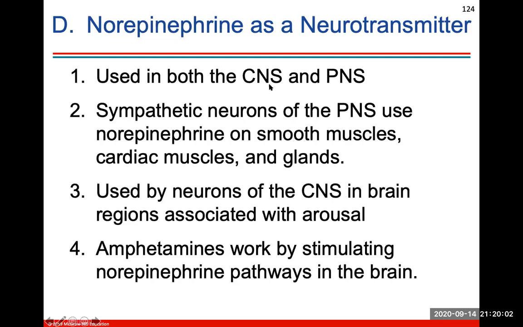Norepinephrine is used in both the central and peripheral nervous system. The sympathetic neurons use norepinephrine on smooth muscles, cardiac muscles, and glands. That's the fight or flight. So your norepinephrine is used in emergency type situations, and it's also used in the central nervous system.